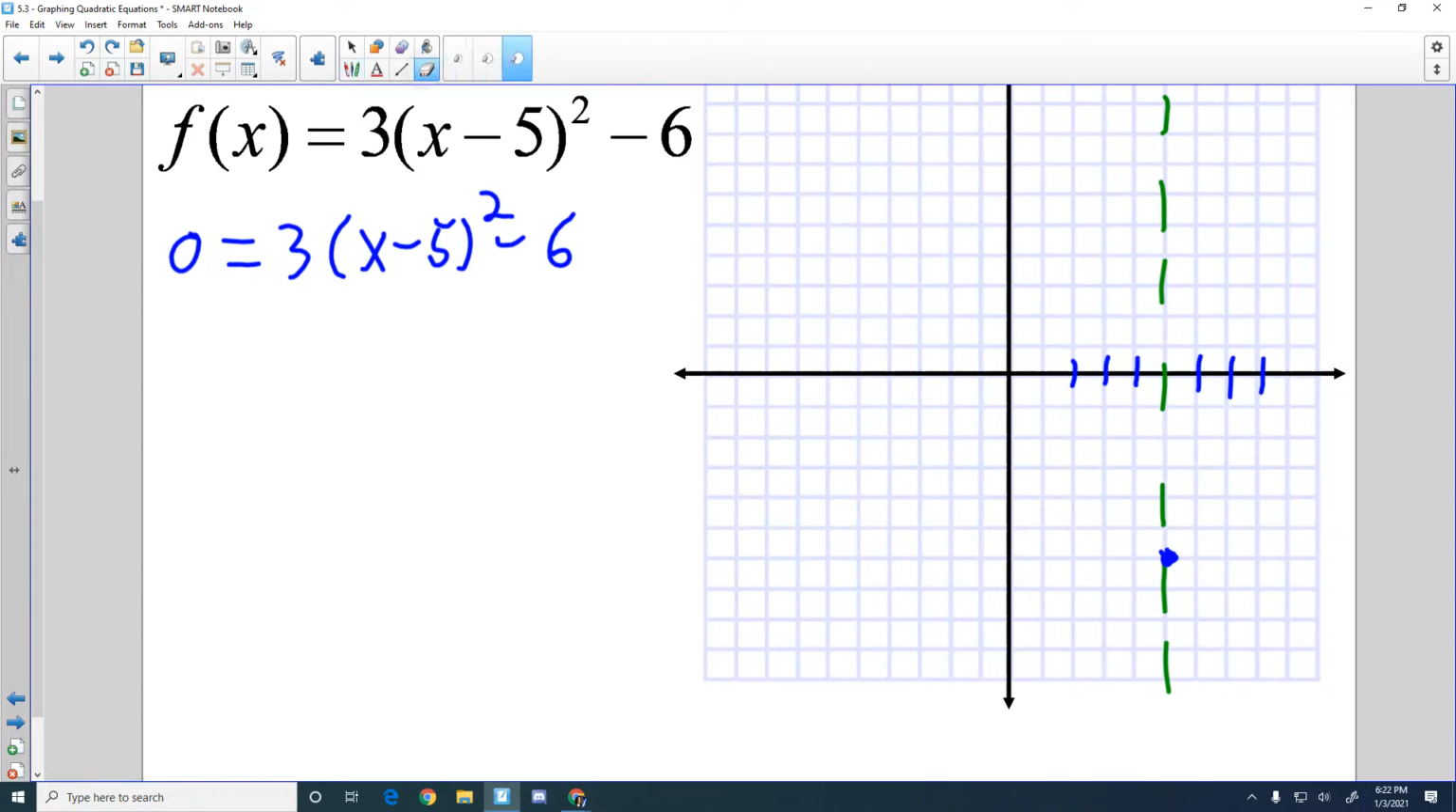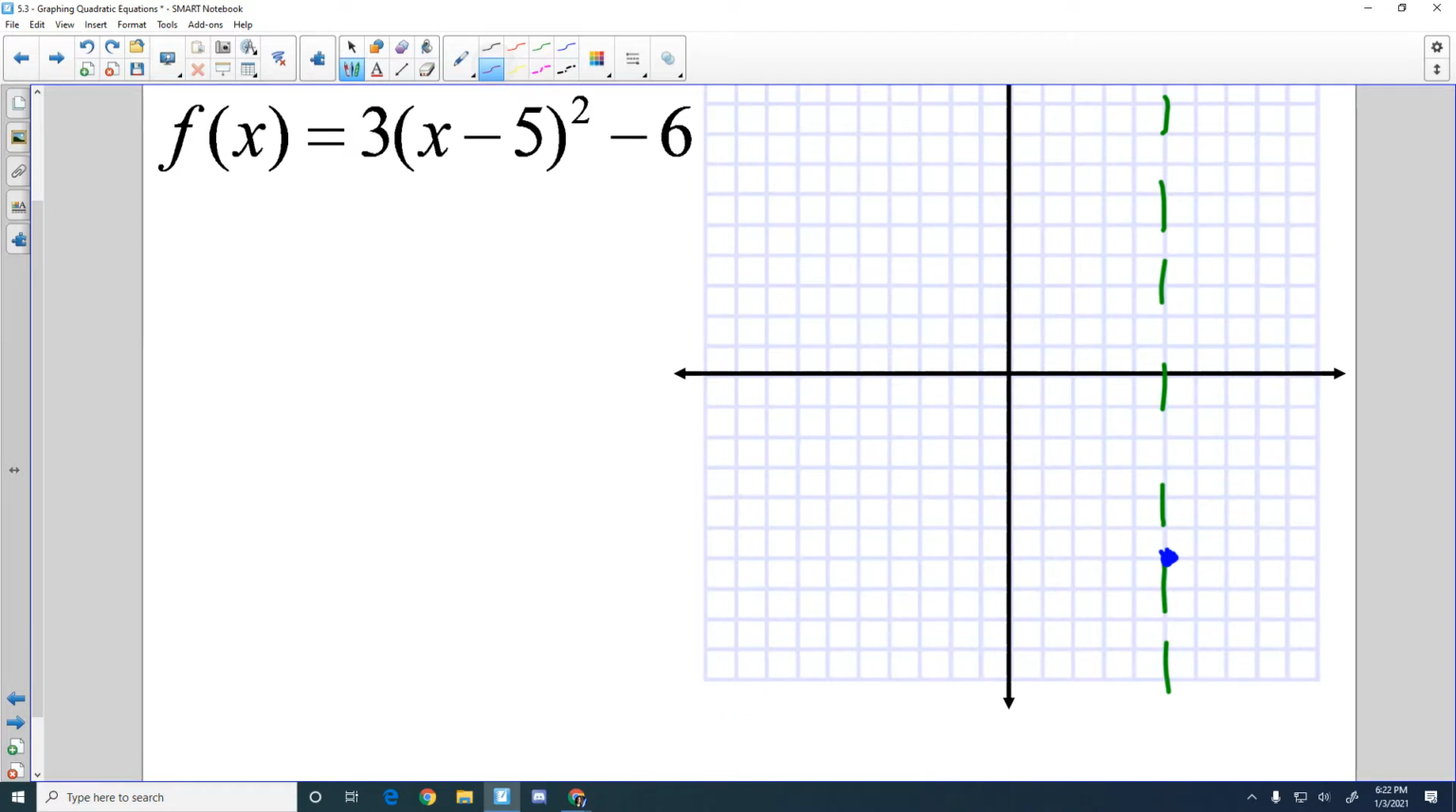So if you want to save yourself some time, you can just do that. So let's go ahead and, you've got enough examples of me solving for x-intercepts. Let's do one where you just plug in another number. How about right here? This is when x equals 4. So let's plug in a 4 for x and see what we get. Y equals 3 times 4 minus 5 squared minus 6.